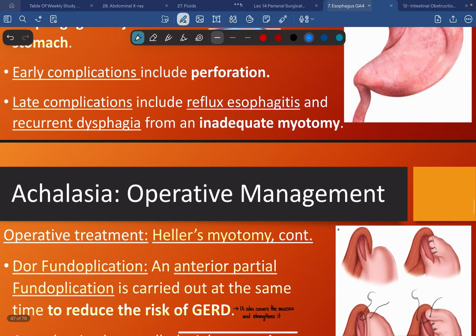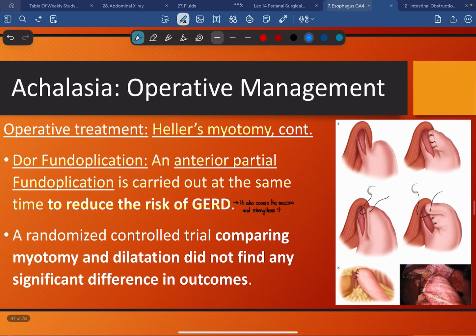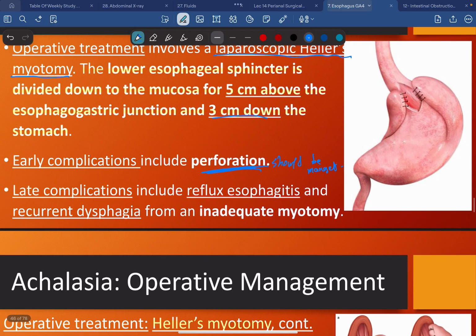So the most important complication is perforation, which should be managed in the operation and repaired. A late complication is reflux, because there is no more sphincter in the lower esophagus. We relieved the obstruction, but we resulted in some reflux. Reflux can be tolerated much better than the obstruction of achalasia.